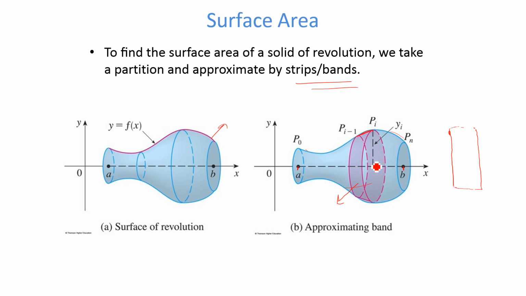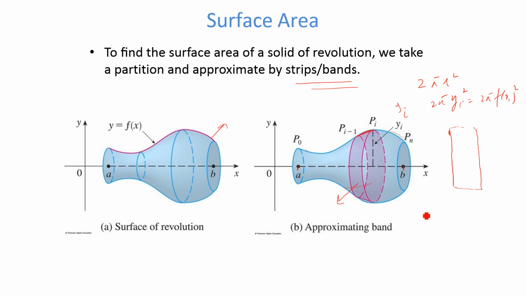line, what is the radius of that cross section? Radius will be y_k or y_i, since the points are x_{i-1}, x_i. So this radius will be y_i. Now, how to find the area of this region? This is the length of the region, and this is the width of the region. The length of the region is actually the circumference of the circle, right? For circumference, we need radius. So 2 pi r, that is 2 pi y_i, that is 2 pi f(x_i). So this is the length.